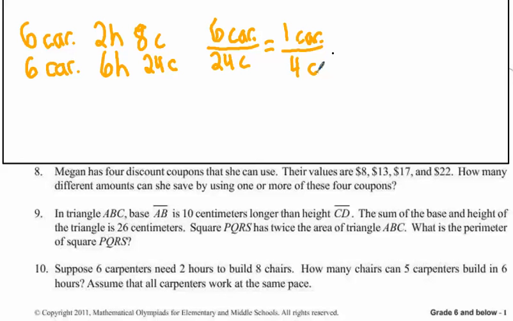So then, since it's asking for 5 carpenters, you would multiply that by 5. So you do 4 times 5, which is 20. And so that means that 5 carpenters can build 20 chairs in 6 hours. And so your answer is 20 chairs.